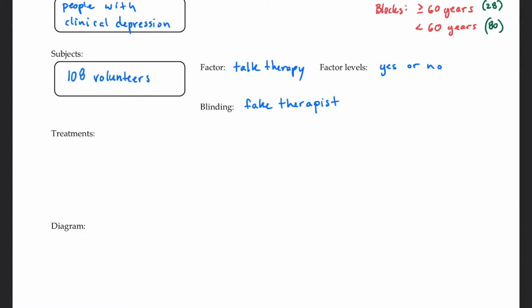So what would our diagram look like here? Okay, well, let's take a look. What we would do is we would have 108 volunteers. And then what we would do here to start out with is we would block. So we're going to separate into 2 blocks right away.